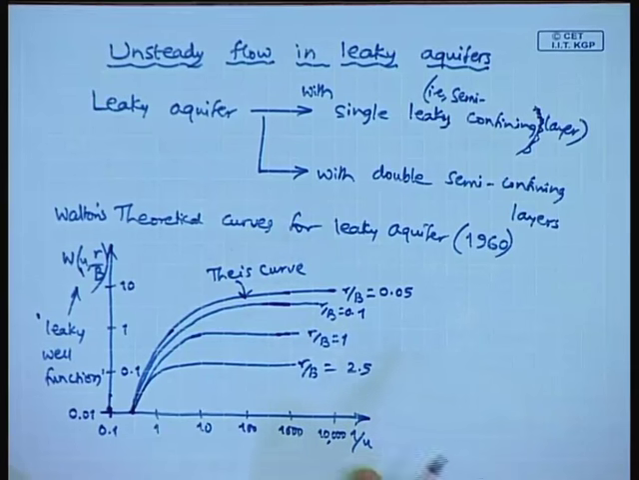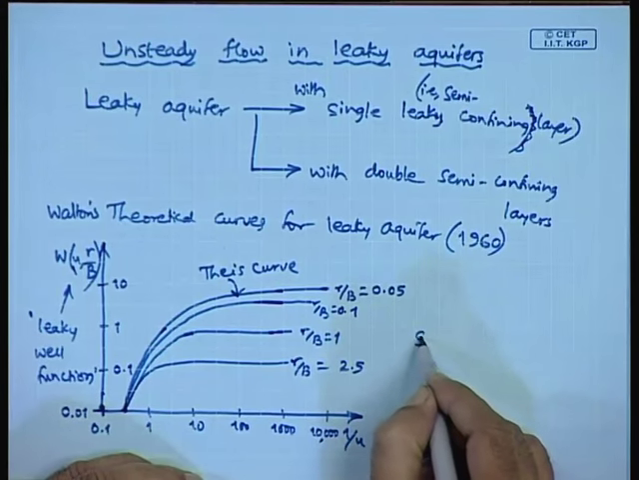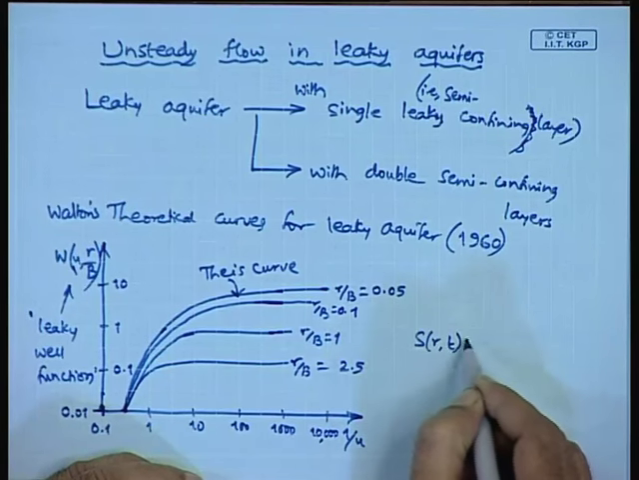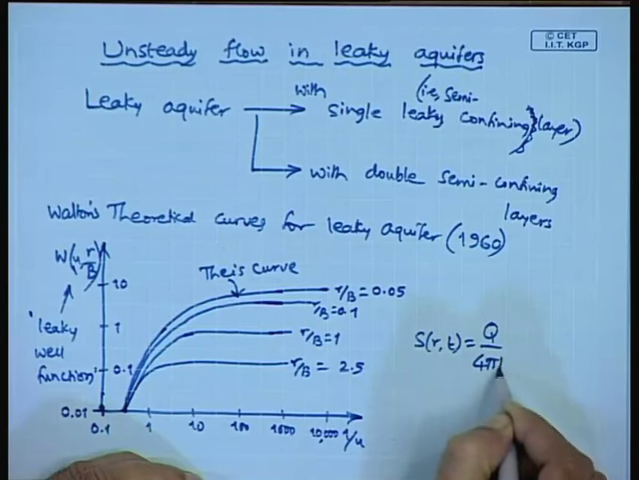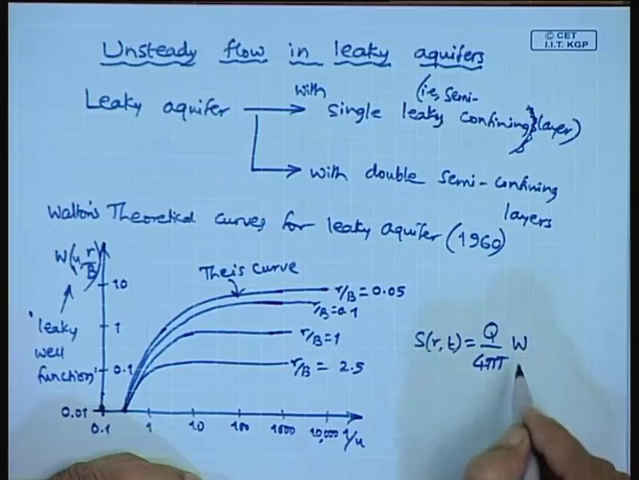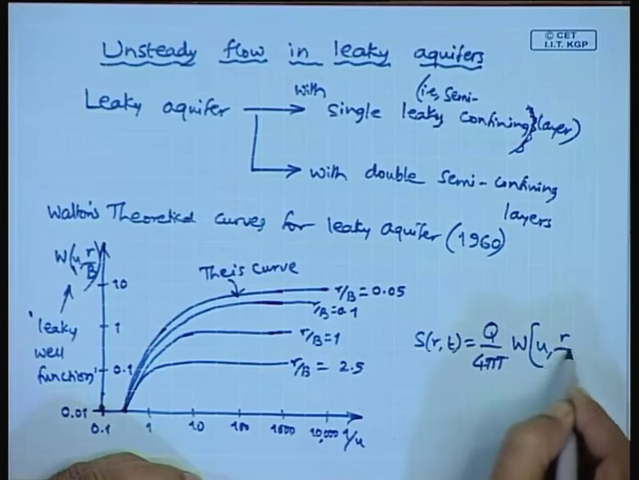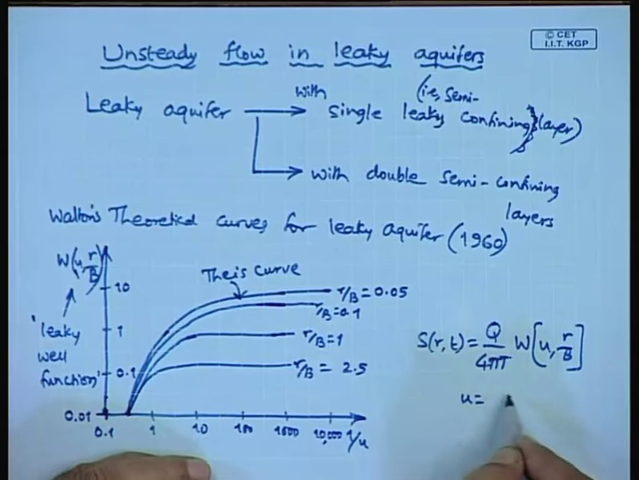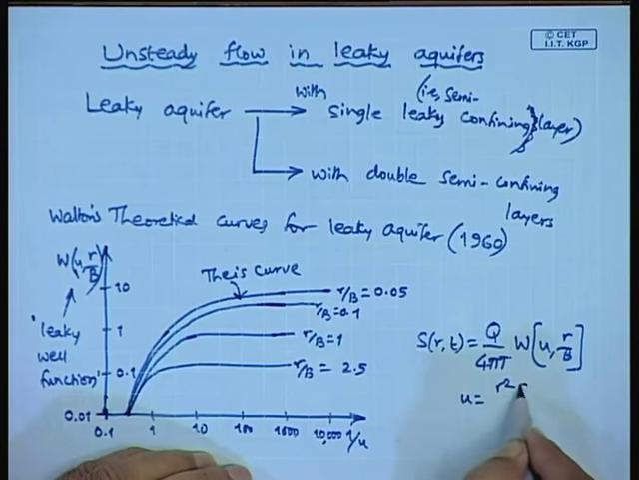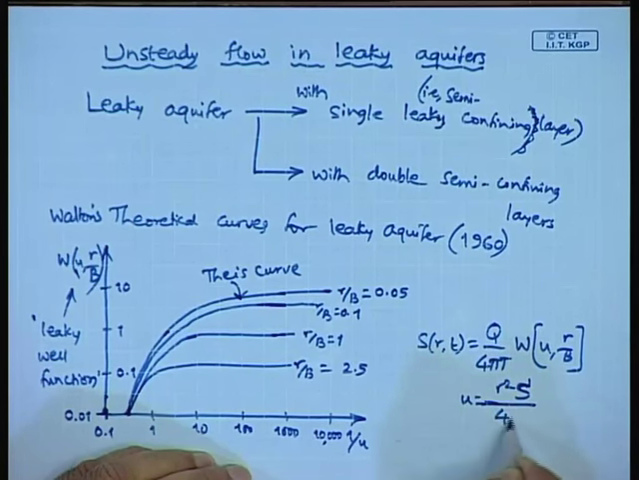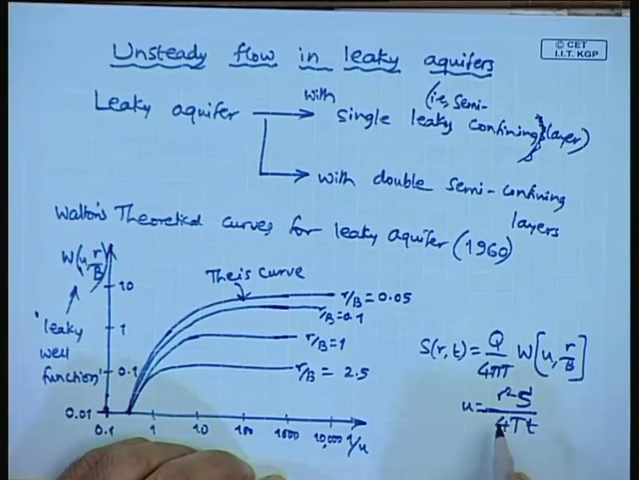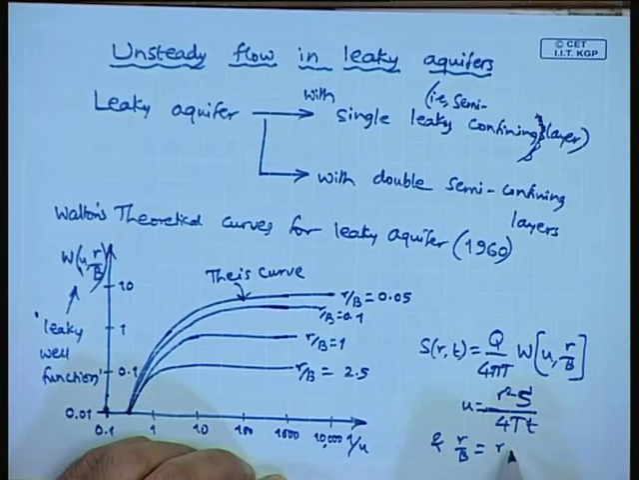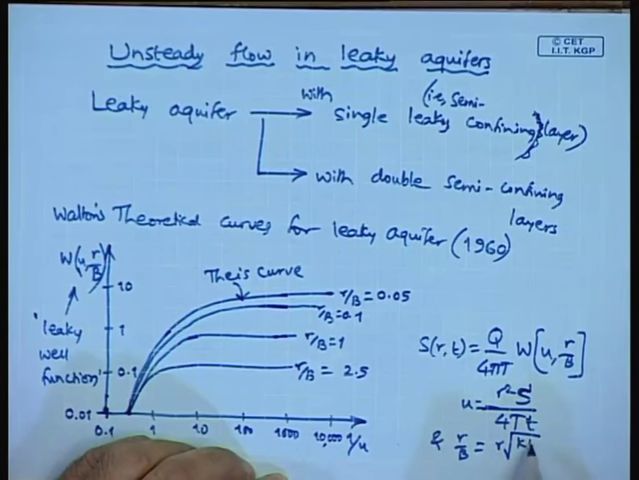So like that, in this case the drawdown, which is a function of r and t, is given by Q divided by 4 pi T into the leaky well function, that is W of u comma r/B. And again, here this u is the same as the confined well function parameter, that is r squared S divided by 4 T t. And r/B is equal to r into the square root of K dash divided by K B B dash.